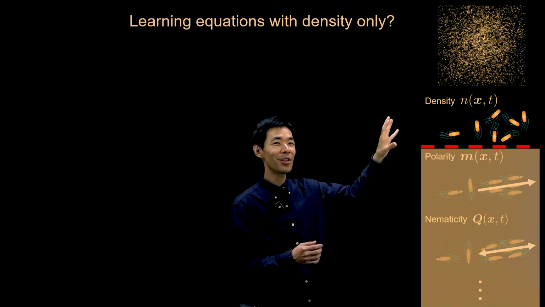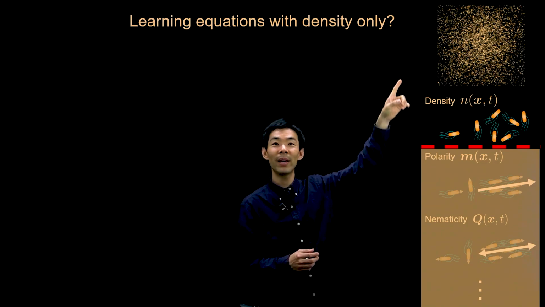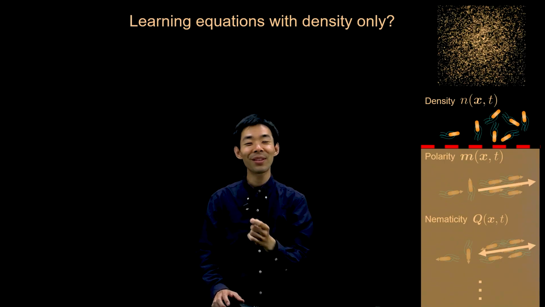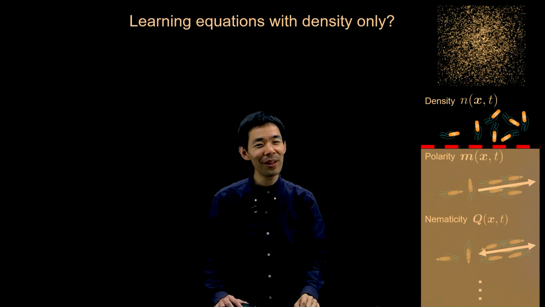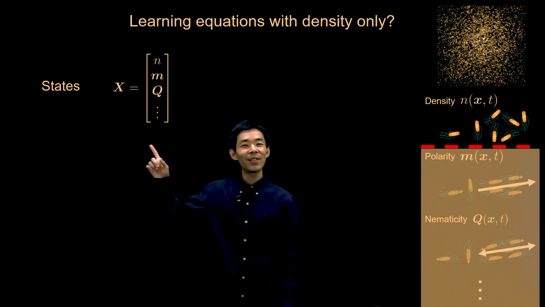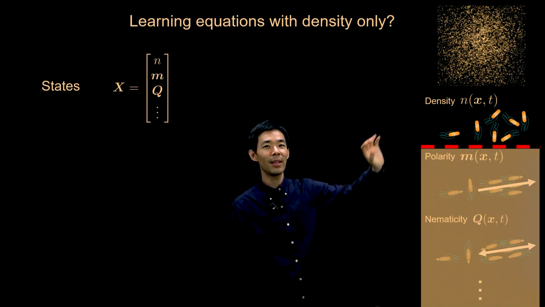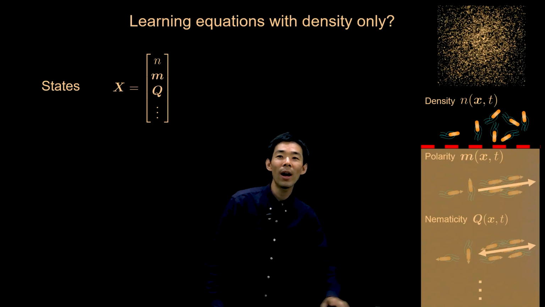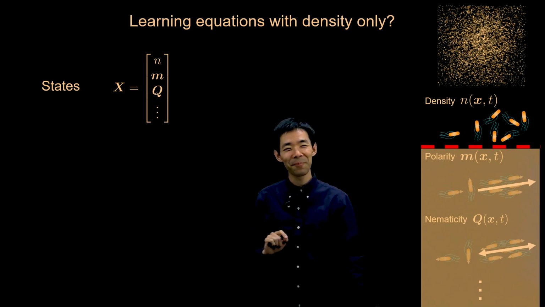So, can I just take a bunch of pictures, a bunch of measurements of my density field, and get by with coming up with a model? That's what I'd like to talk about here, and it's completely relevant to what we talked about today. So, our states are all the variables, density, polar order, nematic order, all the higher order moments listed as a column vector as shown here.